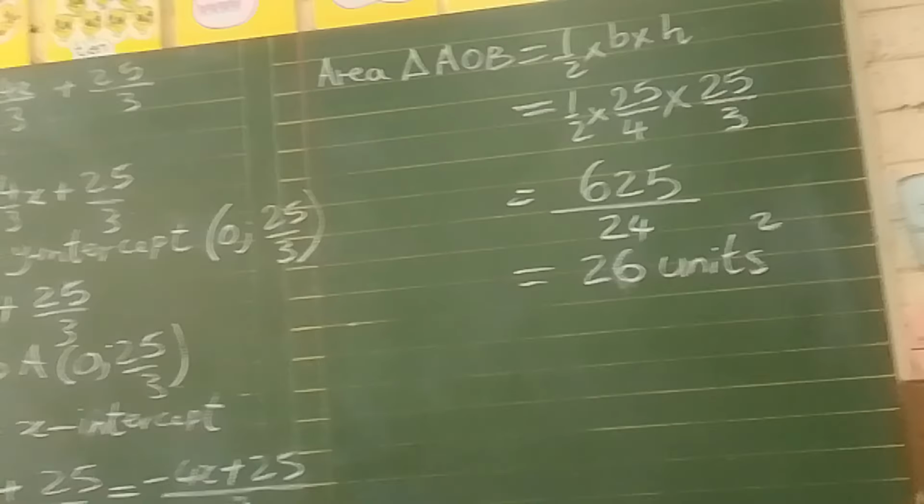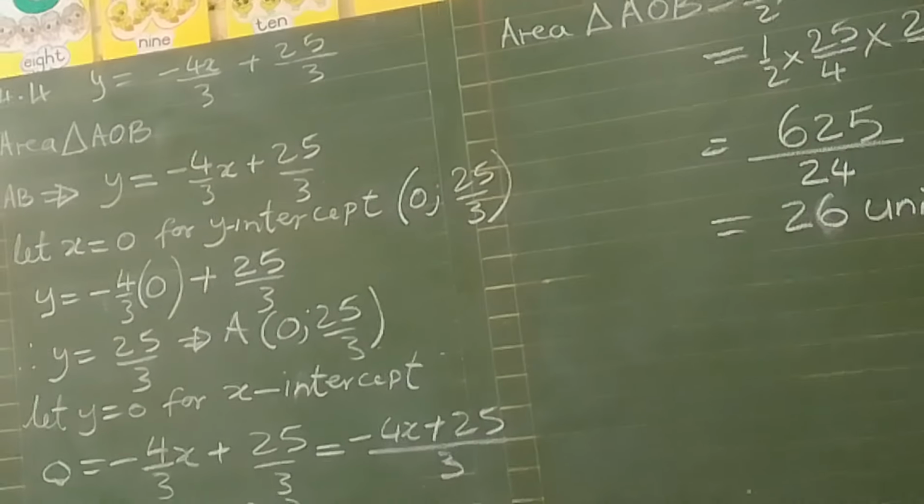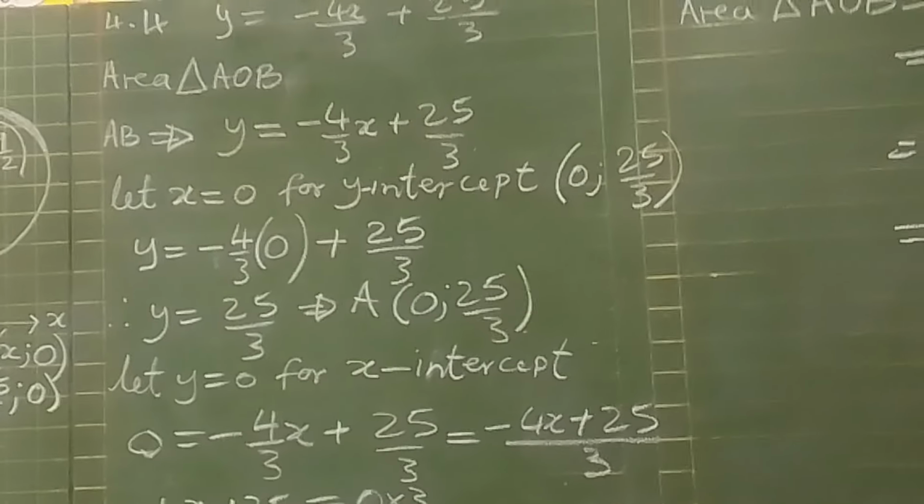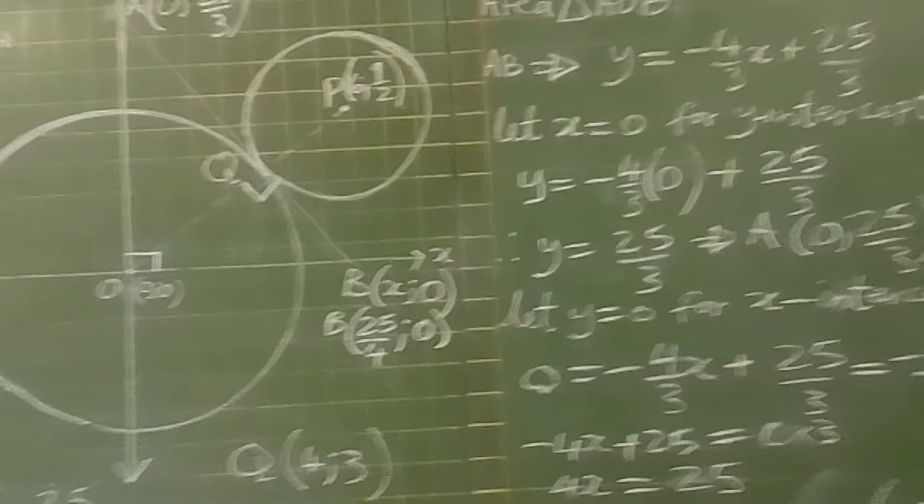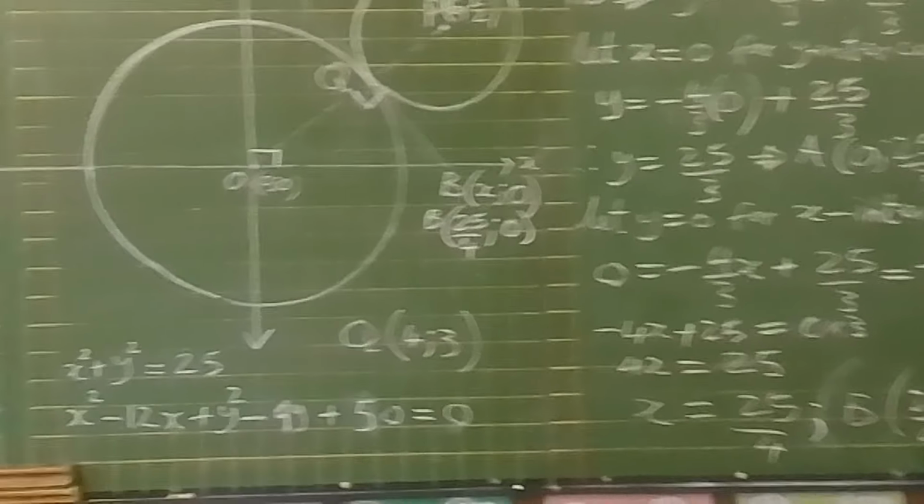You are done with this. This was worth how much? It was worth 3 marks. You've got your 3 marks. So you come and do 4.5, the last one.